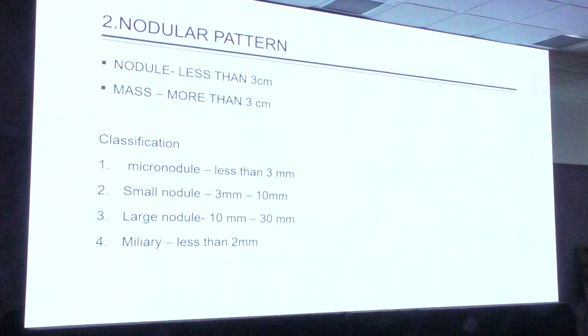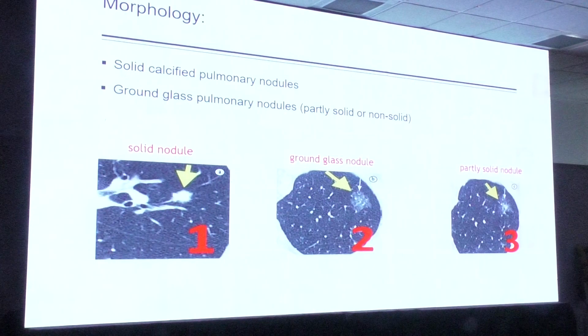Coming to the nodular pattern, when you say it is a nodule, if it is more than 3 centimeters, we call it a mass. When it is less than 3 centimeters, you further classify it into a micronodule, small nodule, large nodule, or miliary. Less than 3 mm is micronodule, less than 2 mm is miliary. Anything between 3 mm and 10 mm is a small nodule, and anything between 10 mm and 3 centimeters is a large nodule.